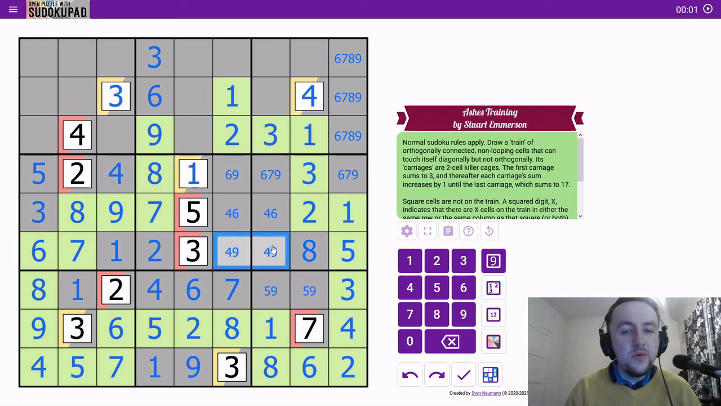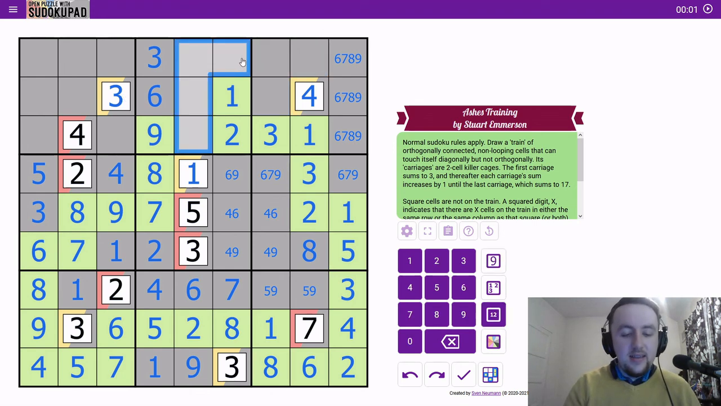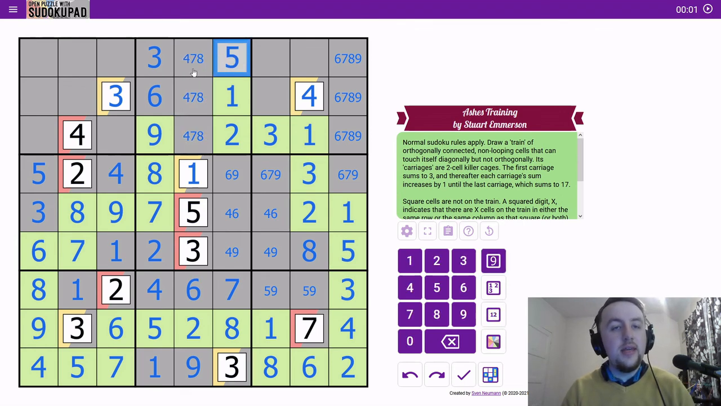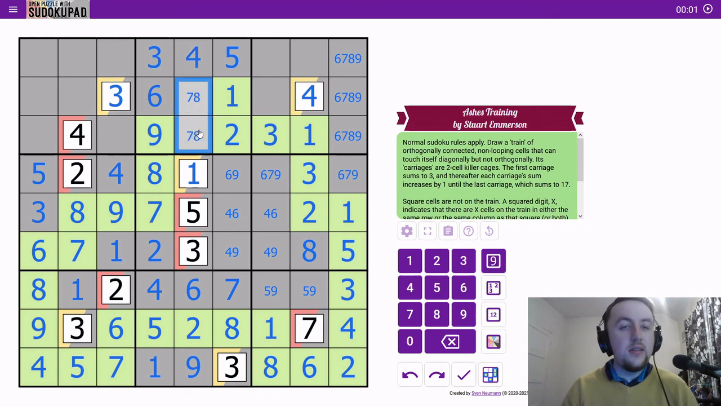I feel like there's more we can do here. 4, yeah, 6, 7, 9. Probably more we can do, but we'll leave it for now. Let's just look over here. No, let's look over here. We need 4, 5, 7 and 8, but the 5 isn't here, so it's there. The 4 isn't there or there, so it's there. So that's a 7, 8 pair.